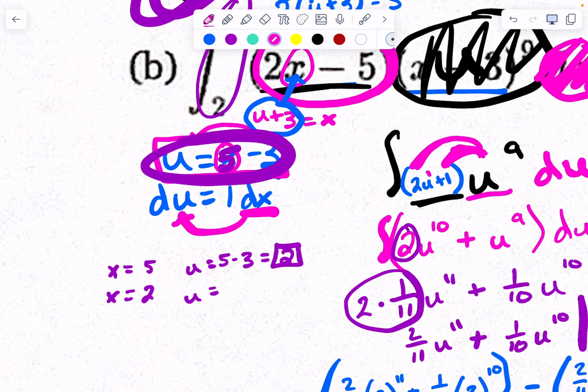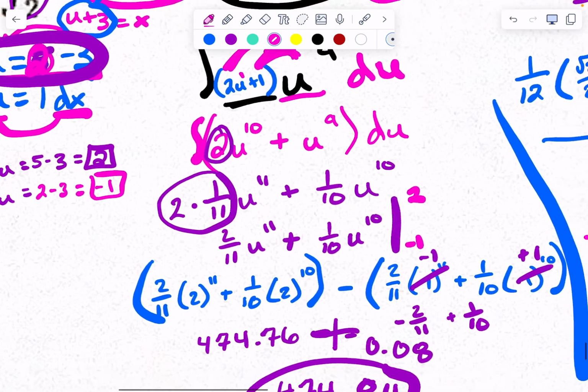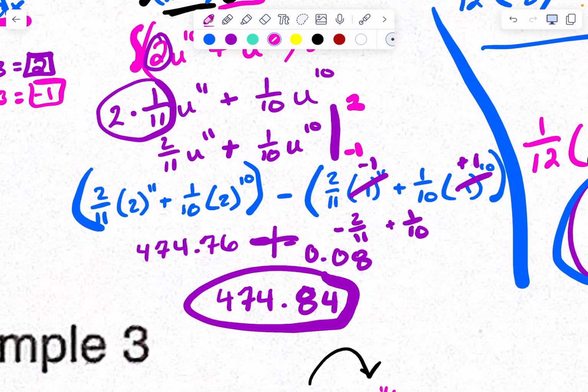If I plug in 2 here, 2 minus 3 is negative 1. So instead of plugging in 2 and 5, I'm going to go negative 1 and 2. We took the antiderivative, so on this row right here is plugging 2 in. 2 goes here, 2 goes there.